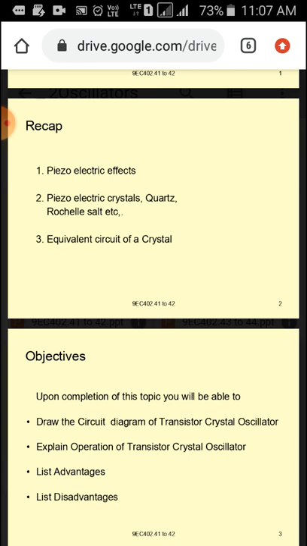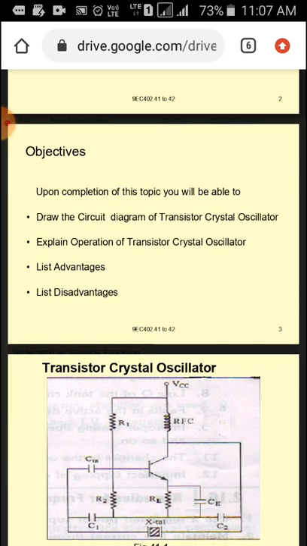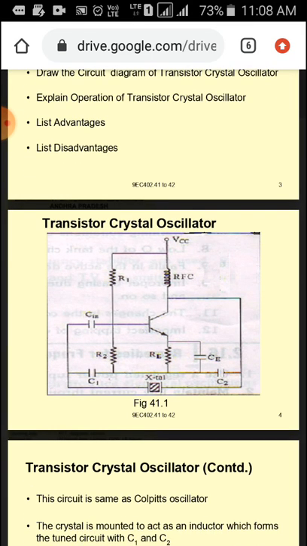Equivalent circuit of crystal. In the objectives, upon completion of this topic, we will be able to draw the circuit diagram of the transistor crystal oscillator, explain the operation of the transistor crystal oscillator, list advantages, and list disadvantages. Here, the circuit shown is the crystal oscillator circuit, called the transistor crystal oscillator.